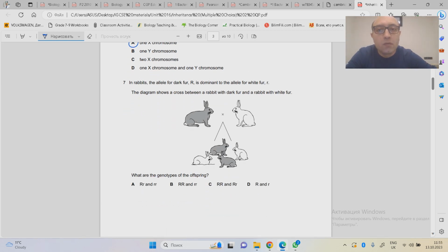In rabbits, as you see, dark fur is a dominant feature, white fur is a recessive feature. So if it is white, recessive, it will be small r, and this is small r. Small r means that 1 r came from here, so another r came from the next parent. And because of its dark fur, it will be capital R, small r. And these offspring are capital R, small r also. And these are small r's. What are the genotypes of the offspring? So offspring are capital R, small r, or small r's. It is A.